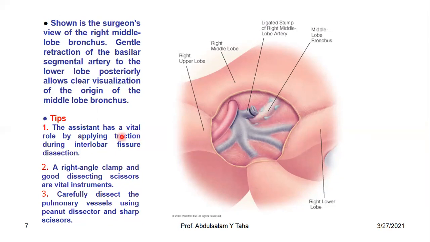As we said, the assistant has a vital role by applying traction during interlobar fissure dissection. A right angle clamp, such as O'Shaughnessy forceps, and good dissecting scissors are vital instruments for the dissection and isolation of the pulmonary vessels. And we have to carefully dissect the pulmonary vessels using a peanut dissector and sharp scissors.